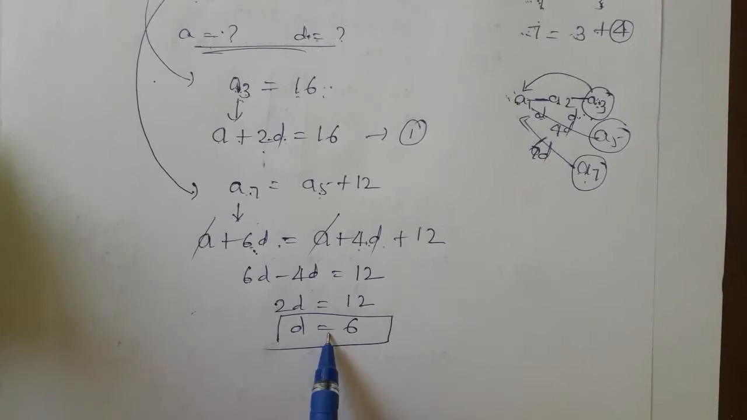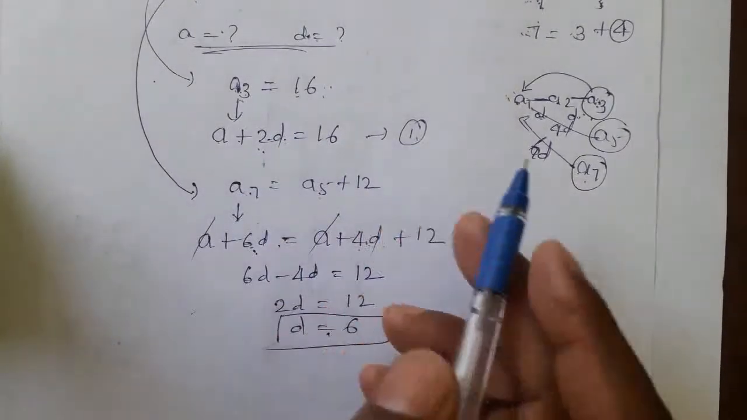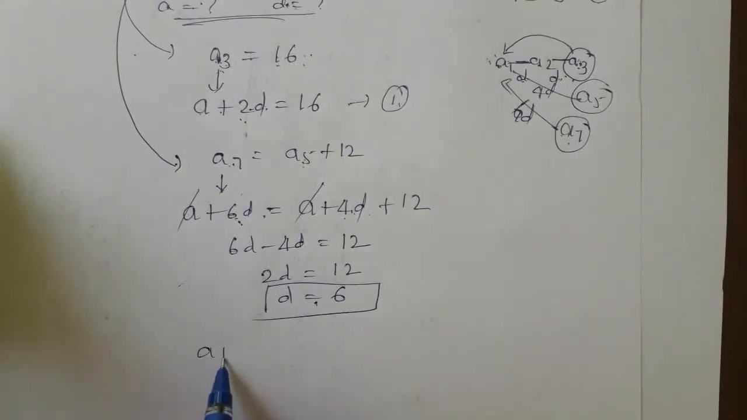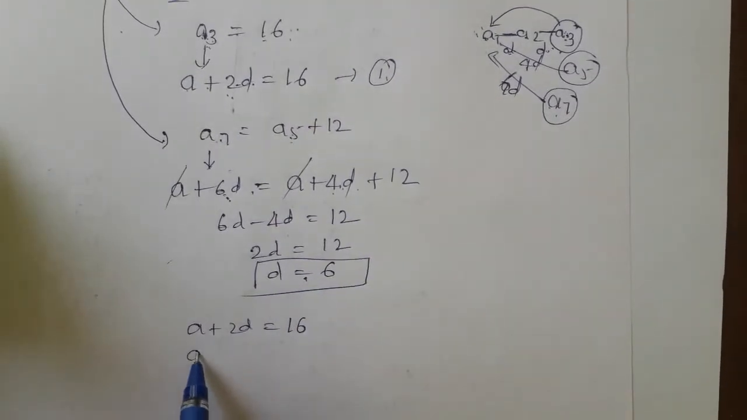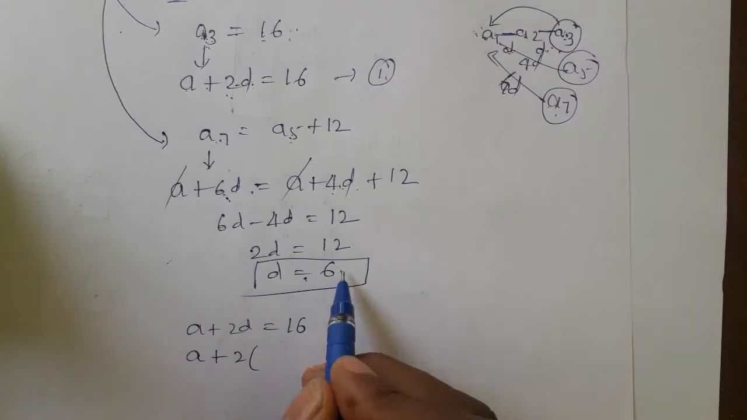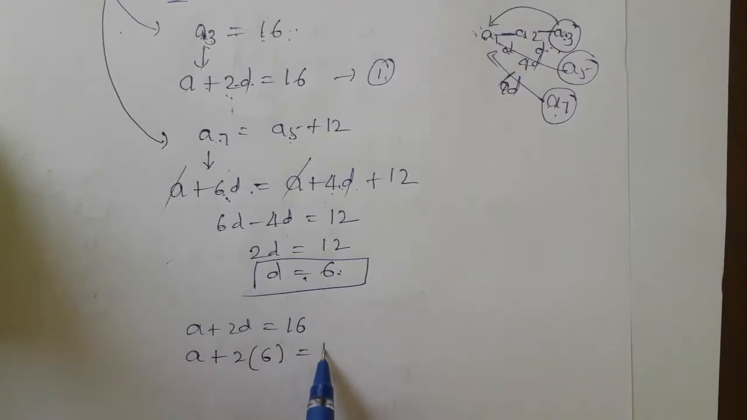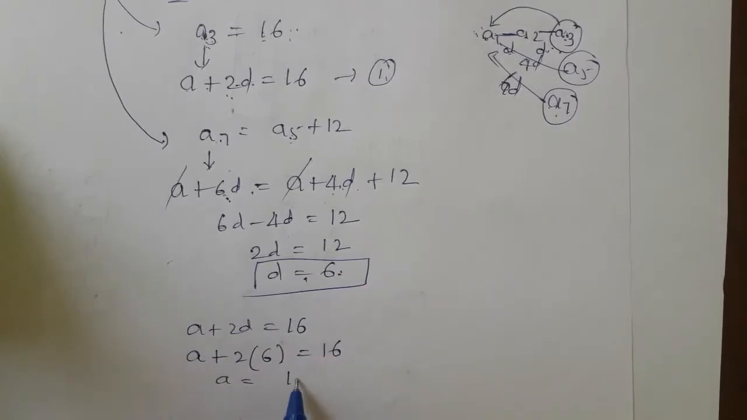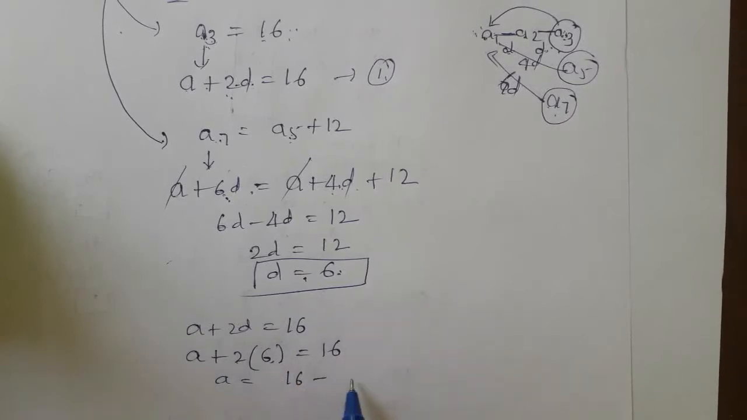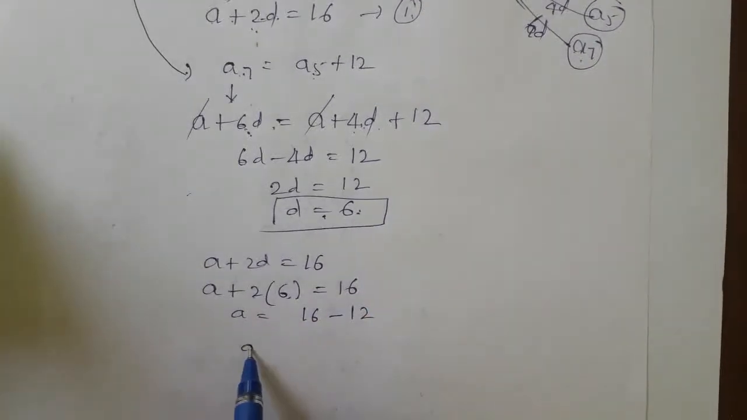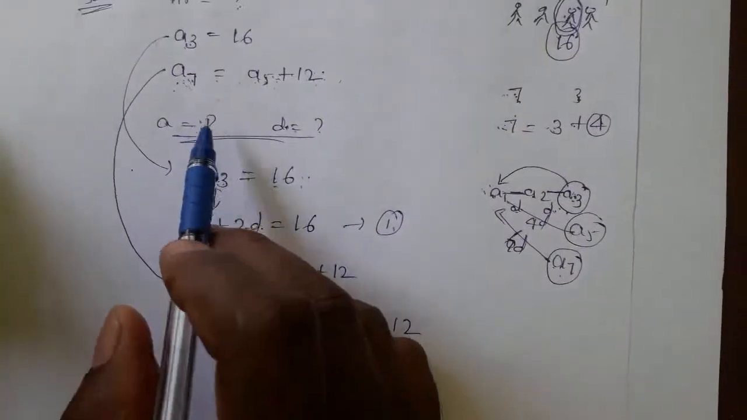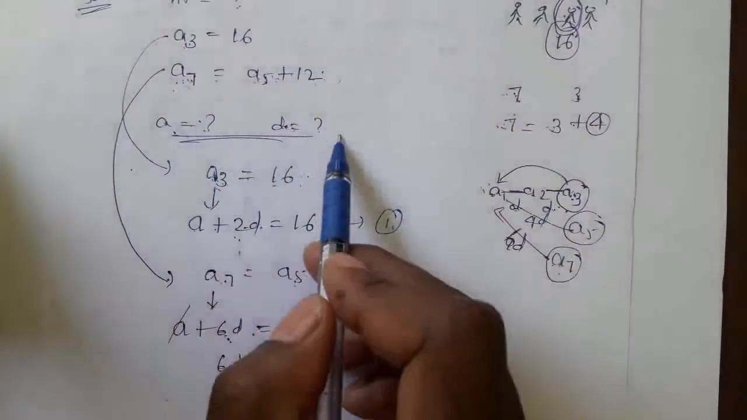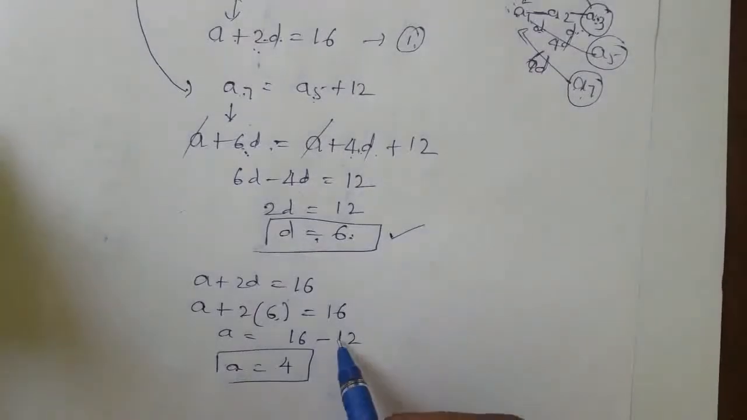Using this D value 6, we will substitute in equation 1. A plus 2D equals 16. This is equation 1. In that, A value unknown plus 2 into D value, just now we got 6, is equal to 16. A is equal to 16 minus 2 into 6, 12, shifted that side, minus 12. So A is equal to 4. Look, before, A and D were unknown. Now we have got A and D.